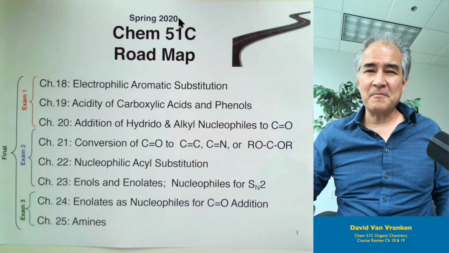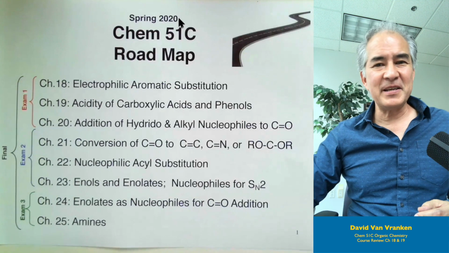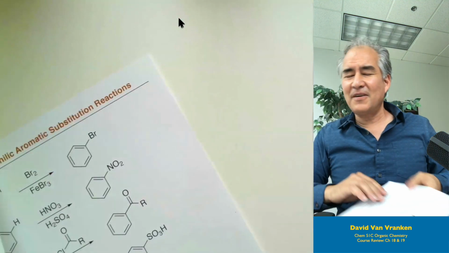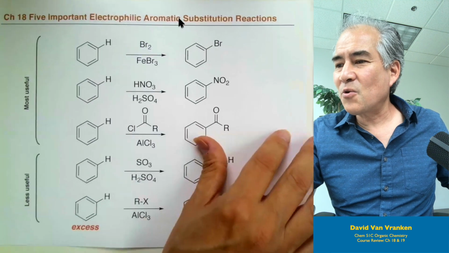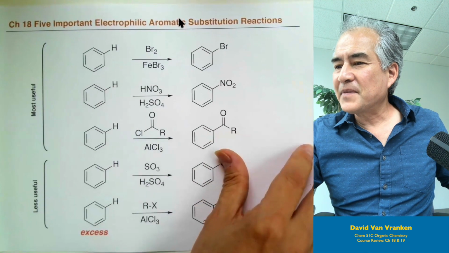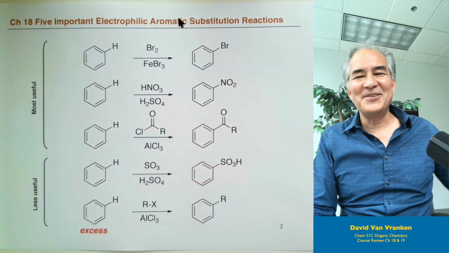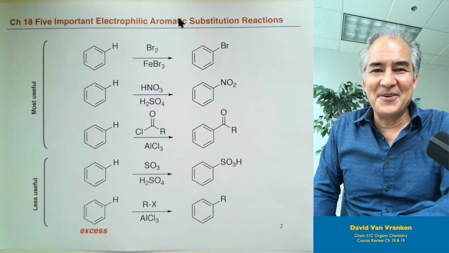All right, let's try to start reviewing here. What is it that we've been covering all quarter? Well, we've covered so much material. Just think back to your first quarter of organic chemistry, where basically you just learned SN1 and SN2 and E1 and E2, and that was it.